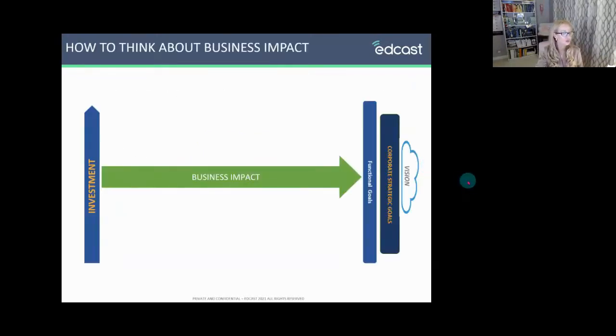All right, so here's what I want to show you. I have a framework that I've created, and this is a way to think about business impact. You start with the vision of your company, and I've got an example mapped out for you that we're going to walk through. Your vision is driven by strategic goals, right? And then the strategic goals are driven by functional goals.